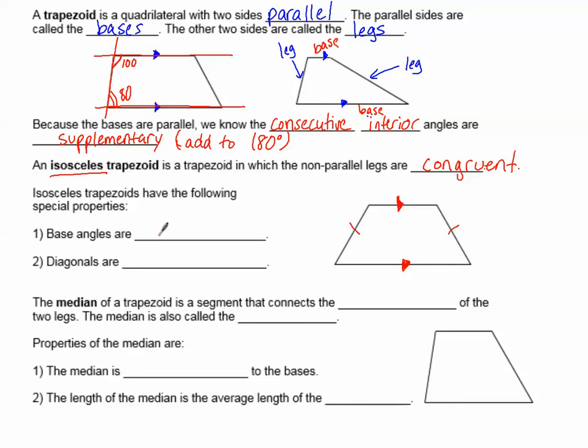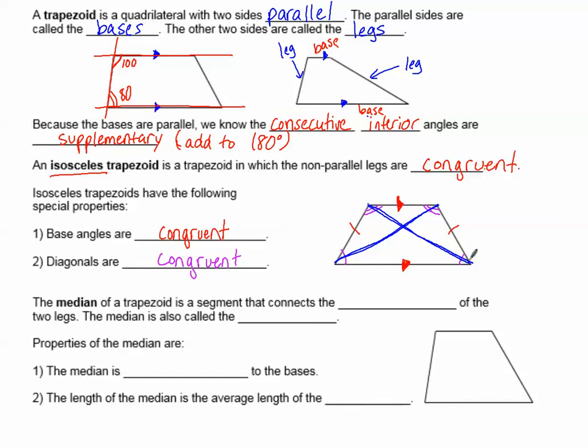Some more properties are that the base angles are congruent. The base angles are here and here and here and here. So this one is congruent to this one, and the top two are congruent to each other, and the diagonals are congruent. If I have diagonals, I go from here to there and here to here. Those two blue lines are going to be congruent. So if this blue line is 25 inches, then this one is also going to be 25 inches. They're congruent to each other.